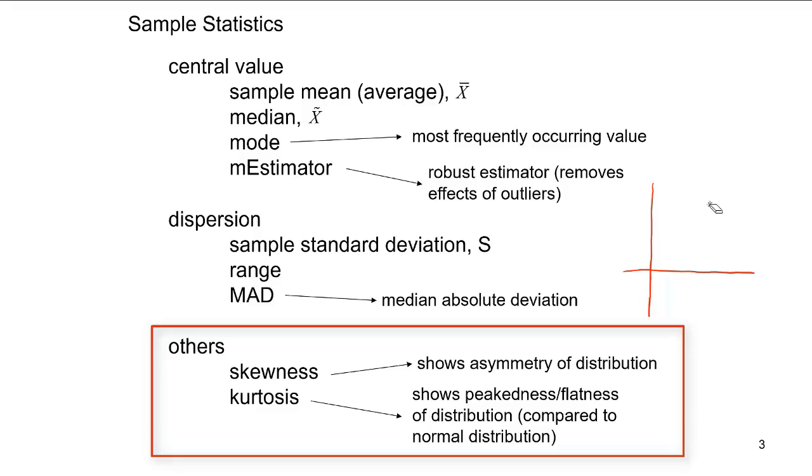Kurtosis shows the peakedness and flatness of a distribution compared to the normal distribution. If you had something that was really sharp and peaked like this, then that would have a positive kurtosis. If you had something that was relatively flat compared to the normal distribution, then that would have a negative kurtosis.